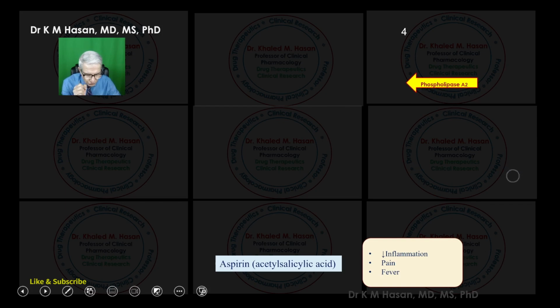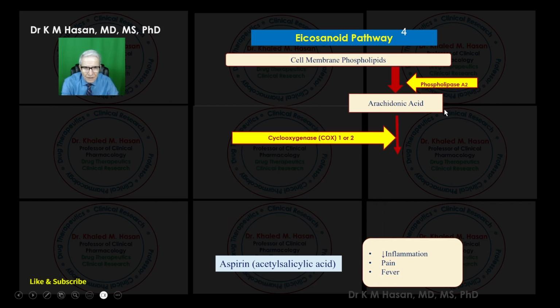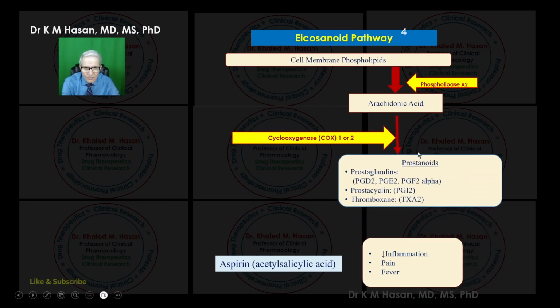Okay, let's look at what we have in this case. As you can see here, we have cell membrane phospholipid, and under the effect of phospholipase A2 this leads to the formation of arachidonic acid. Arachidonic acid, under the effect of the cyclooxygenase enzymes COX-1 and COX-2, leads to the formation of several types of prostaglandin: prostaglandin D2, prostaglandin E2, prostaglandin F2 alpha, prostacyclin, and thromboxane A2. All these are formed through the arachidonic acid cyclooxygenase pathway.